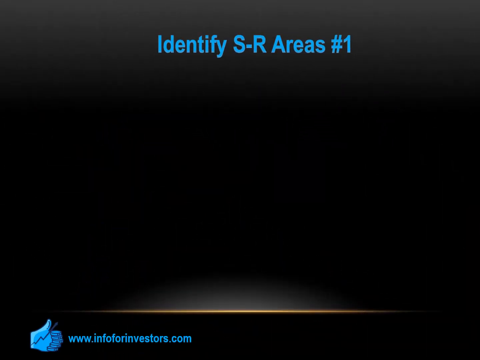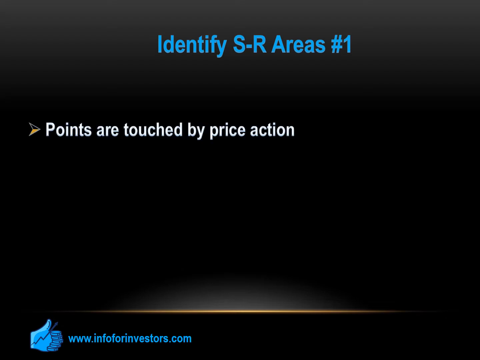S&R areas. 3 key points are crucial in an identification of S&R areas, as well as in defining the quality of the S&R lines. The more points on the support and resistance lines are touched by the price action, the stronger the S&R lines are, and the better the quality of the S&R lines. Therefore, a support or resistance line that has been touched at least 4 times is stronger and of better quality than one which has been touched only twice by the price action.